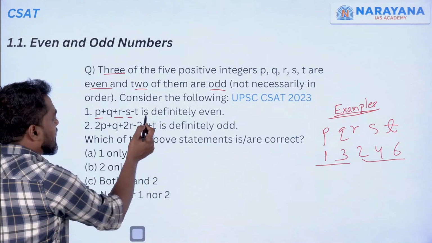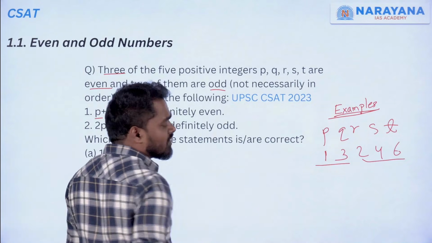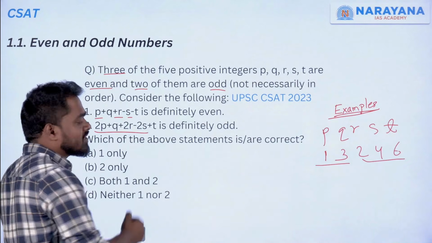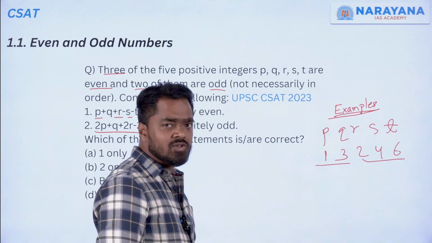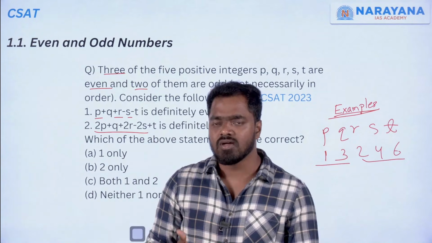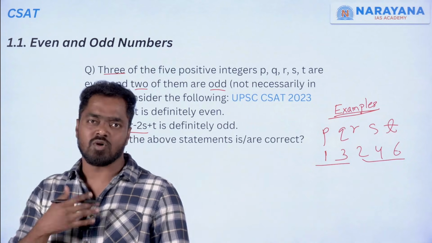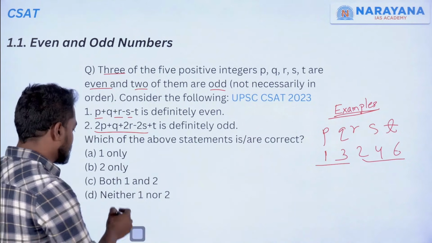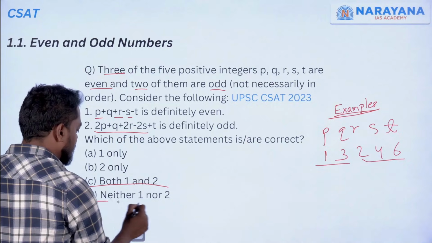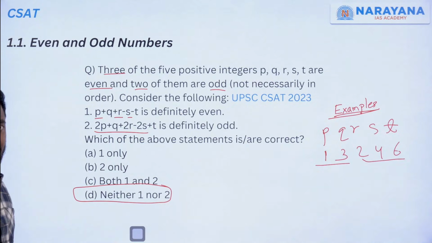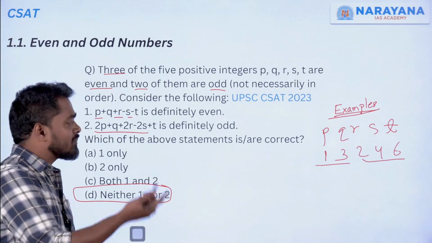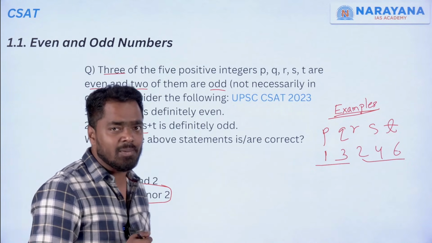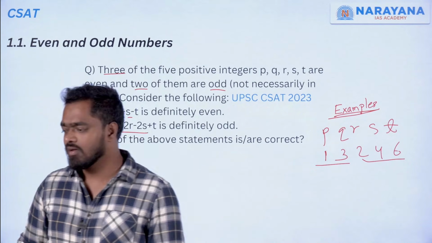P plus q plus r minus s is definitely even. So you can substitute this one. You have to take any other options, so directly check through the options. This is one approach that helps in solving the questions quicker. So in this, the answer is neither one nor two. Try with this approach and try to understand, but the possibility approach applies to any question.